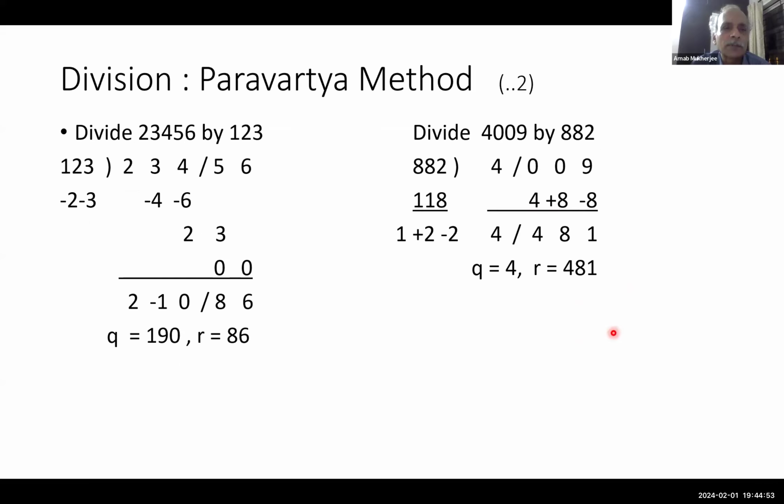I give more examples. 3456 divided by 123. 123 again becomes -2, -3. 2 into -2, -3 becomes -4, -6. 3 minus 4 is -1. -1 into -2, -3 becomes 2, 3, 23. But 3 goes towards the right. Actually, it is 30.